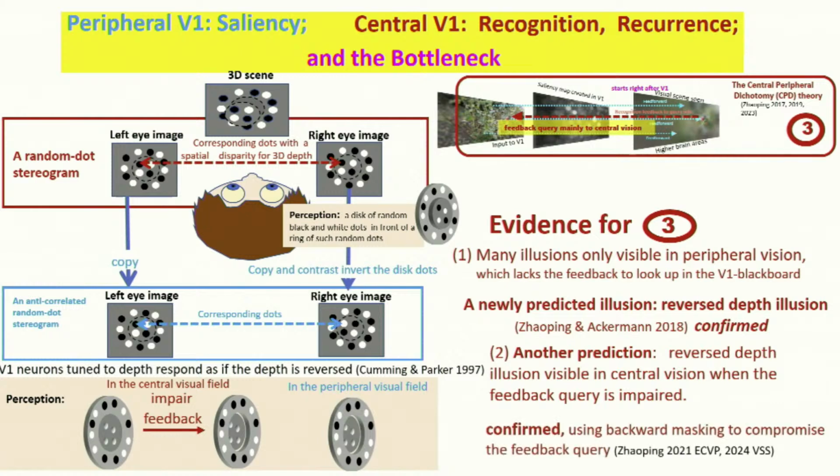This prediction is confirmed. The feedback is compromised using a visual psychophysics trick of backward masking, which quickly removes the original visual inputs to make them unavailable for the feedback query. This backward masking is achieved by making the random dot stereogram dynamic, with a very short interval between successive frames of the dynamic stereogram.